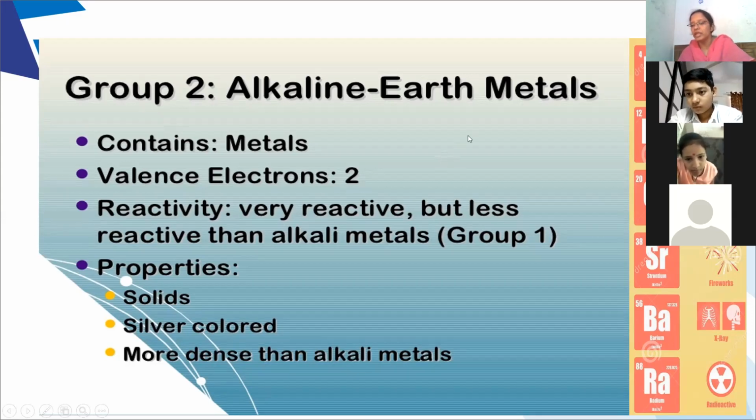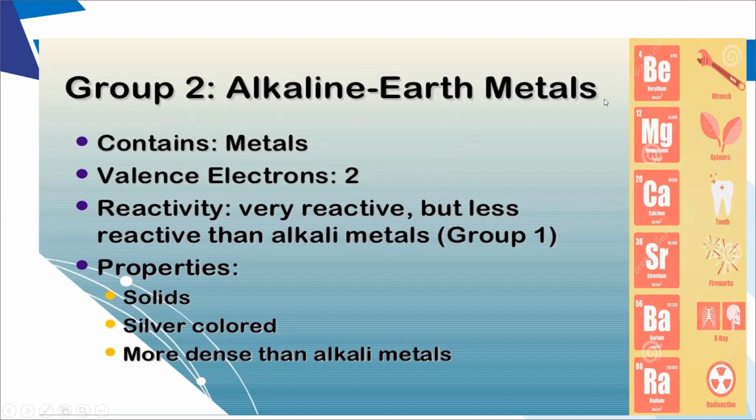Writing electronic configuration. For magnesium, what is the electronic configuration? Magnesium atomic number is 12. What will be the electronic configuration? 2, 8, 2. Right? So they will lose the 2 electrons to get a stable octet configuration.